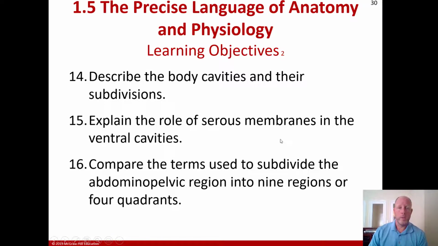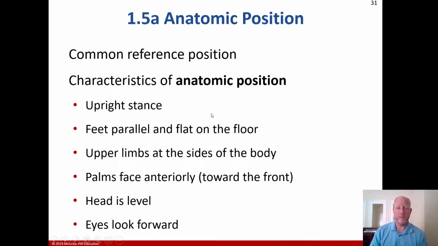Okay. And going further, describing the body cavities and their subdivisions, and there are a few, explaining the role of serous membranes in the ventral cavities, and comparing the terms used to subdivide the abdominopelvic region into 9 regions or 4 quadrants. Okay. Starting with anatomic position.